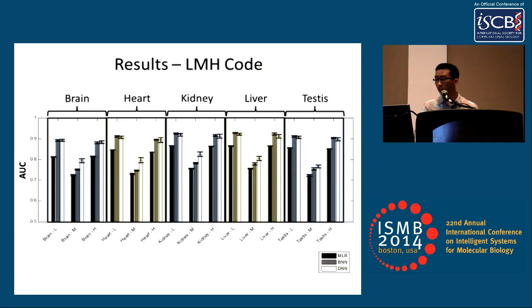All right, so the results. I'll first talk about the low, medium, high code for the 5 different tissues. You can pretty much ignore the black, the MLR logistic regression, and just look at the DNN and the BNN. You can see that it especially excels in the medium category. So the 3 columns say, for brain, brain low, brain medium, and brain high. And it's interesting that most of the improvement is actually in the medium category, because these are the cases where you have alternative splicing differences between tissues.